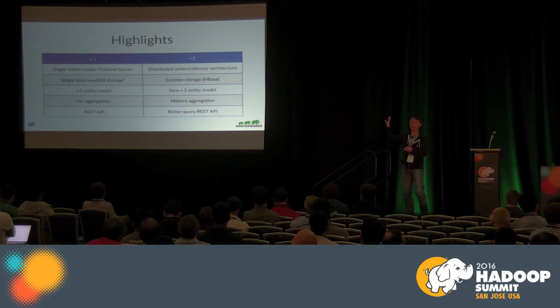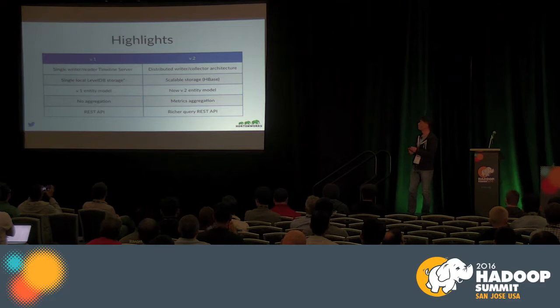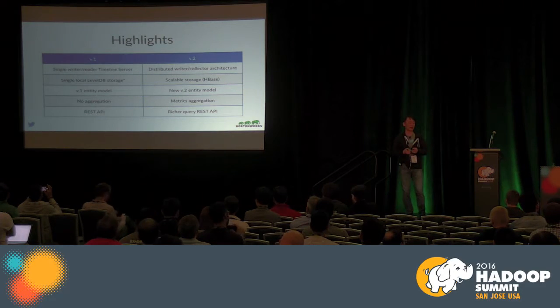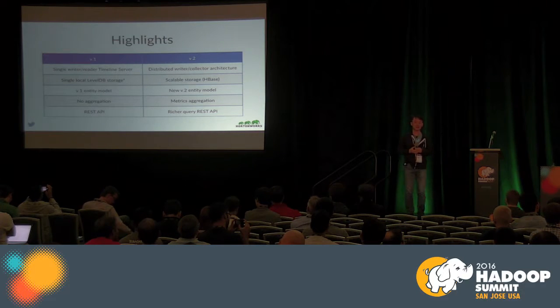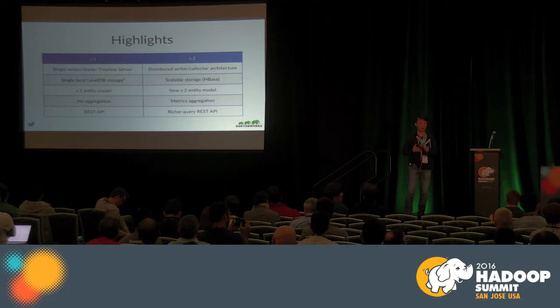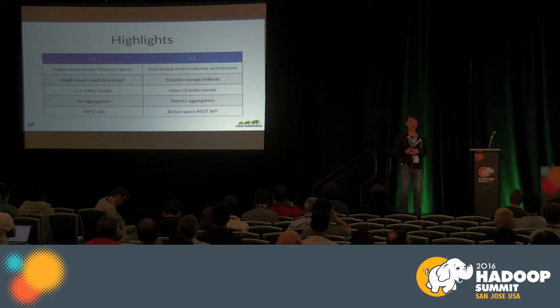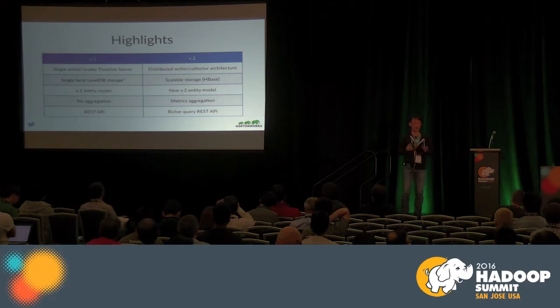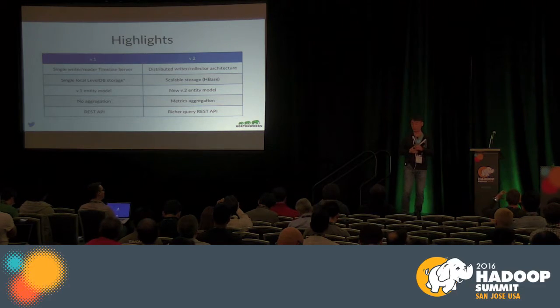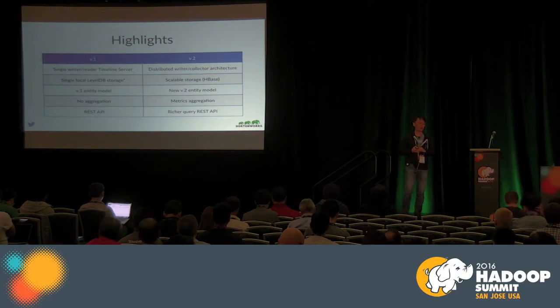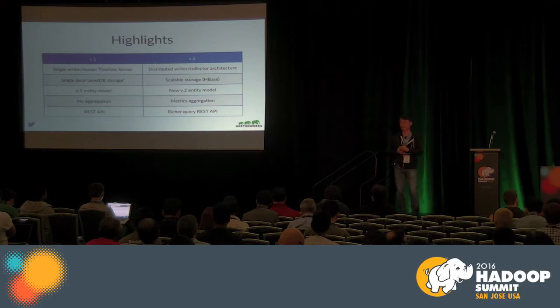So this is a quick highlight of some of the things that we actually have been able to do. In V1, there is a single writer-reader timeline server; instead, we implemented a distributed writer or collector architecture. Instead of a single LevelDB storage, we went with a much more scalable storage based on HBase. In lieu of the first version of the entity model, we enhanced the entity model to address the earlier points I talked about. We also added the metrics aggregation as part of Timeline Service v2. And we also still provided a fairly rich REST API on top of all this.